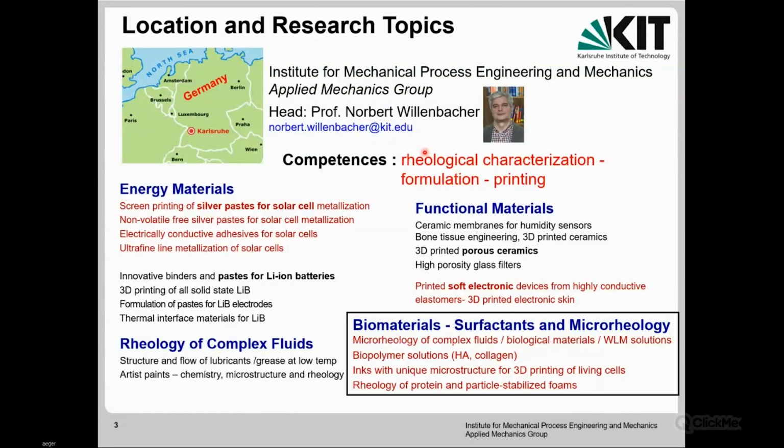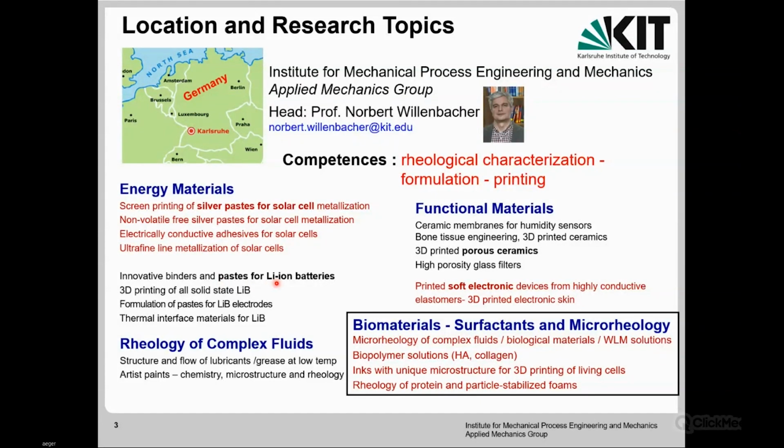Another competence is in formulations. We design new materials. You will see here different topics. And also, more recently, we are extending our competence in printing, like screen printing and also 3D printing. So here you see our main research topics. One deals with energy materials. We improve silver paste for solar cell metallization. Also, we design new paste for lithium-ion batteries. So this is related to these energy materials.